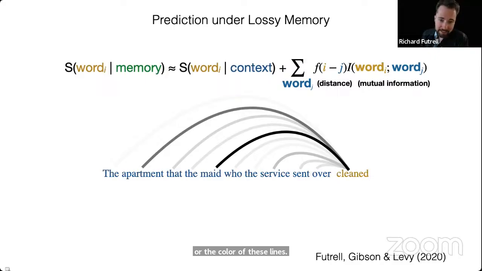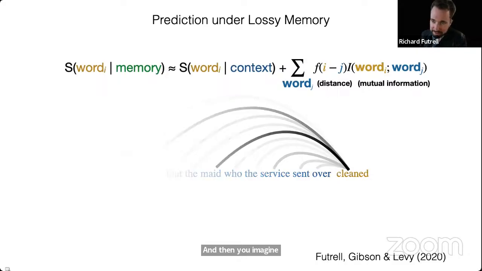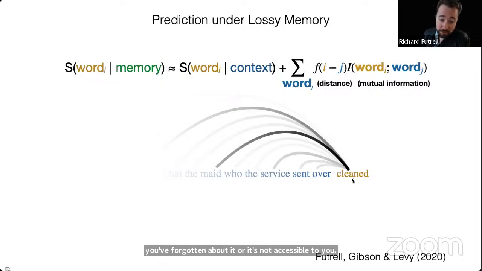And then you imagine you have lossy memory. So you're in a situation like this. And if you had a really predictive word back here, you've forgotten about it, or it's not accessible to you. It's probably not that you forgot about it, it's actually just inaccessible to you. And so it ends up not being available to predict this word cleaned. And so that word ends up being proportionally more surprising.